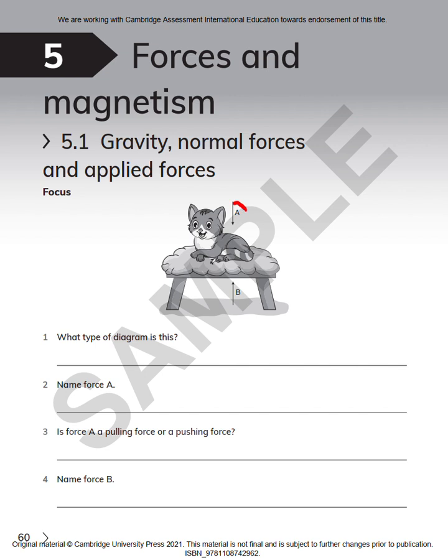Question 2. Name force A. So force A is pointing down to the ground. So the force is gravity. Force A is gravity. Question 3. Is force A a pulling force or a pushing force? So gravity pulls everything downwards to the center of the earth. And it doesn't push away. So force A is a pulling force.